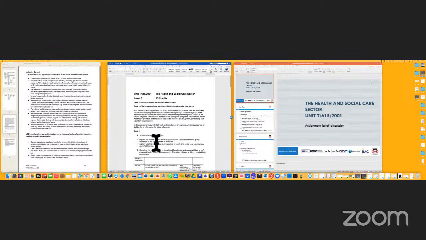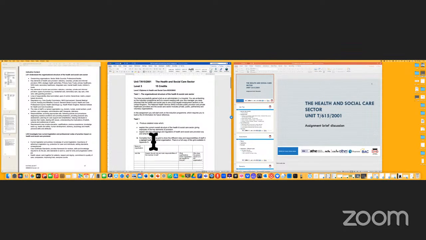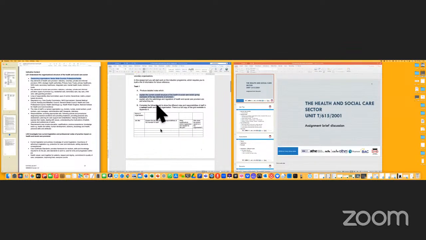If I look at a very brief example, there is a bit of a scenario given. We will go into detail. But when I look at the task and the first bullet point, it says explain the current overall structure of health and social care setting. This talks about the overall structure and what we need to cover in this task. Now, how do we identify that this task is matching learning outcome one?